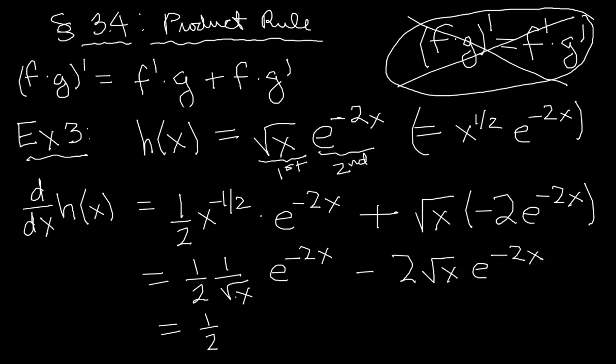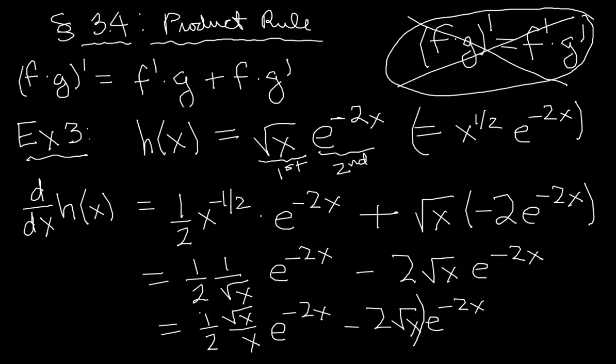We can multiply the top and the bottom of this fraction, 1 over square root of x, by square root of x itself. So that square root of x comes to the top, and when you multiply square root of x times square root of x, you just get x. E to the minus 2x minus 2 square root x, e to the minus 2x. And if you want, you could even factor this, but let's just leave it like this. Alright? So, well, okay, let's just go do the final step.